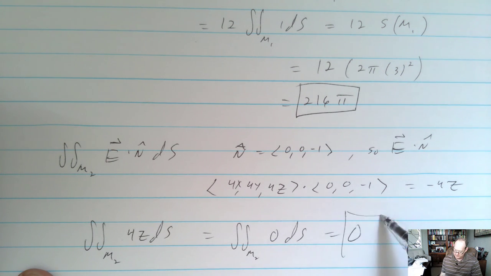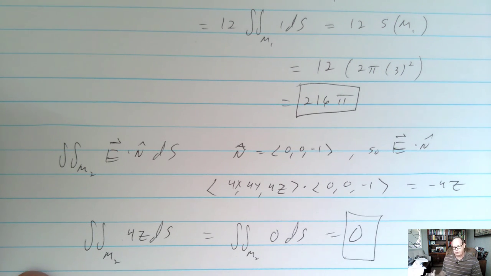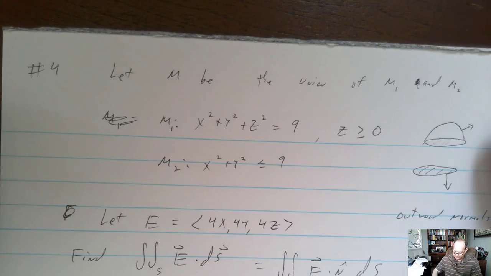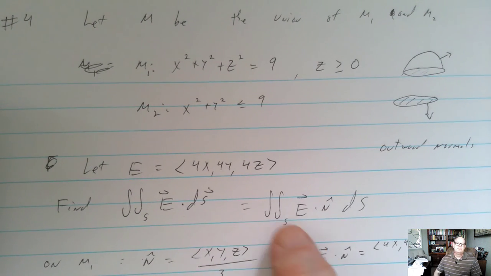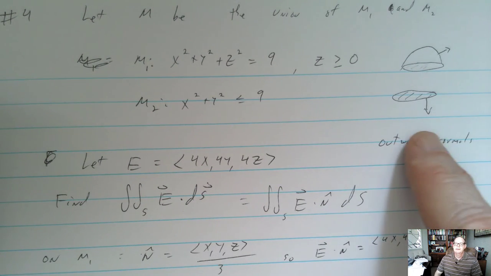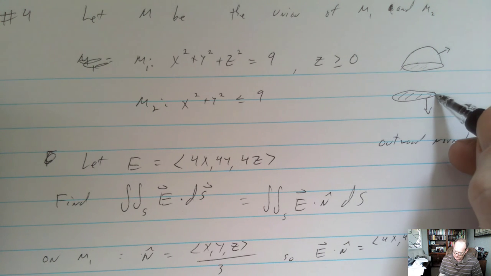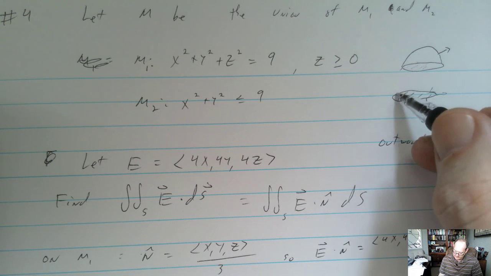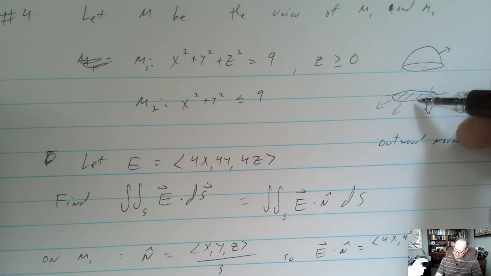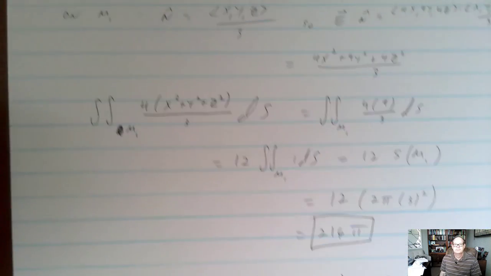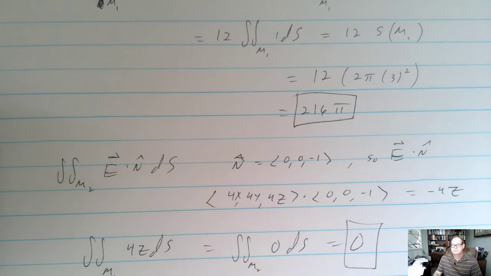And then the flux through the whole closed surface is 216. Right? You just add the two. Pictorially, we have a radial vector field, and so here at the equator, all the vectors point radially outward, which means none are going through that surface. I don't know if you can picture that, but that's the way it is. All right, so there's that problem.